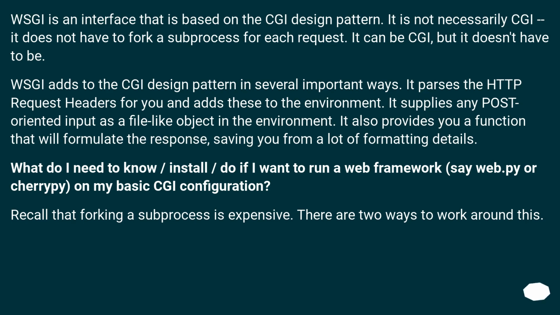What do I need to know, install, do if I want to run a web framework, say web.py or CherryPy, on my basic CGI configuration? Recall that forking a subprocess is expensive. There are two ways to work around this.